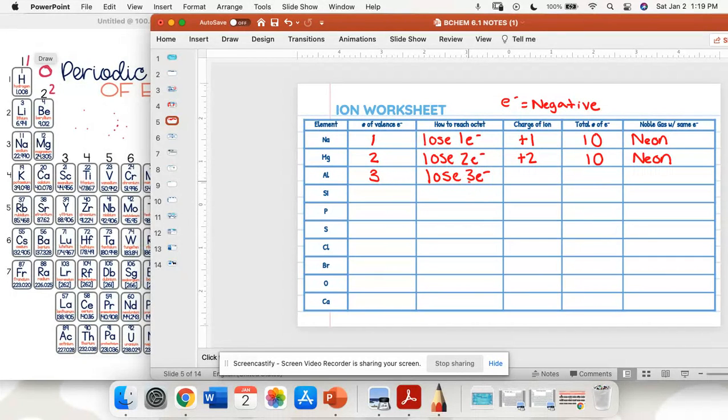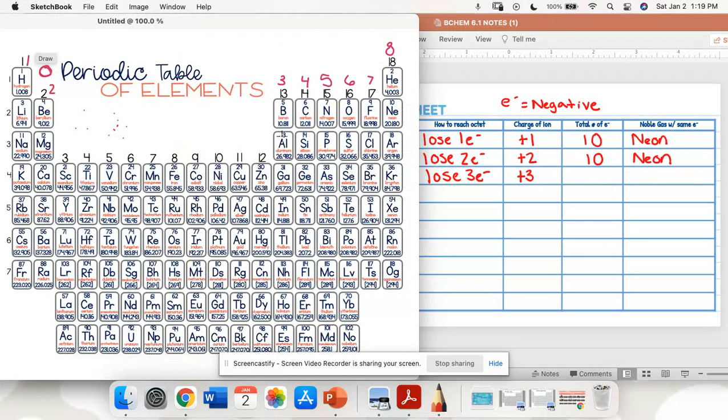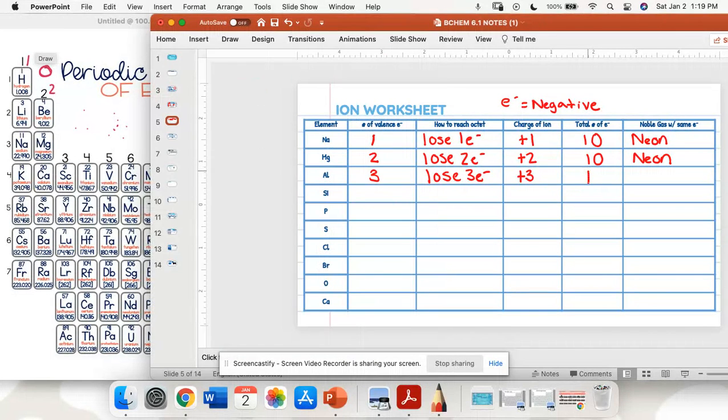If it's losing 3 negatively charged things, the atom is going to have a positive charge, a +3 charge. So in total, aluminum has 13 electrons. If it loses 3 of those, it now has 10, which the atom that has 10 electrons is neon again.